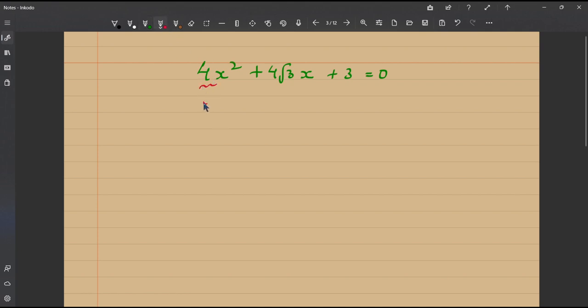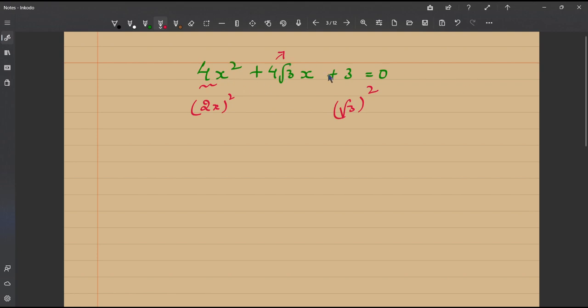This can be written as (2x) the whole squared. So, before trying other procedures, let us see if this is already a perfect square, since the first term is a perfect square. You can also treat the last term as (root 3) the whole squared. So, the one which is remaining is this middle term.